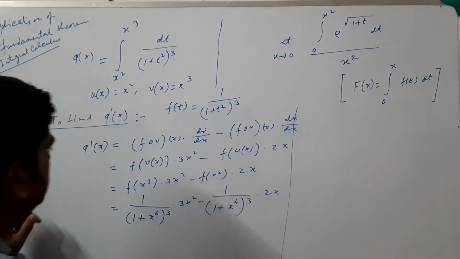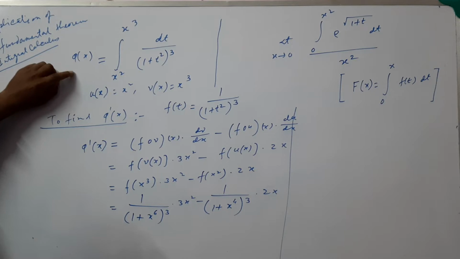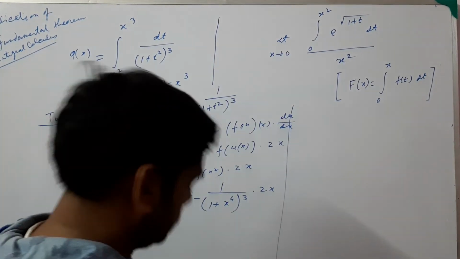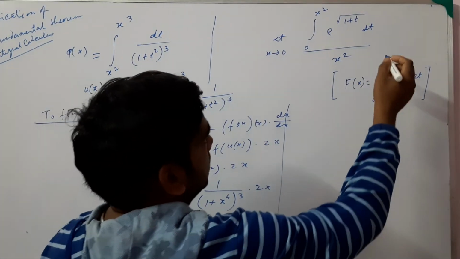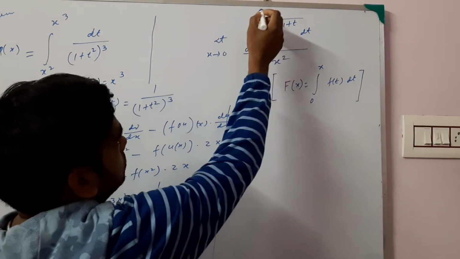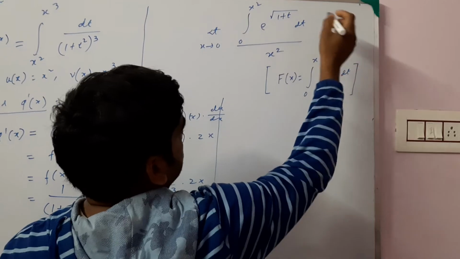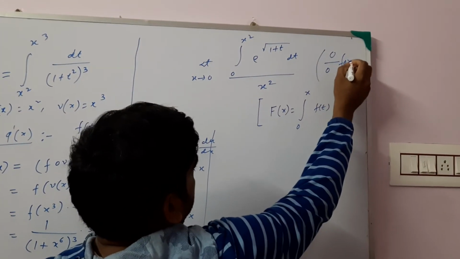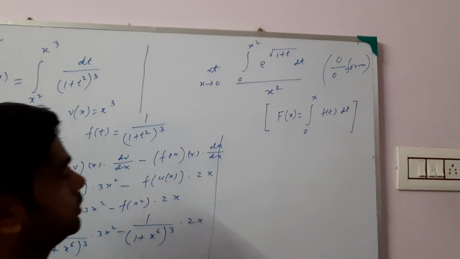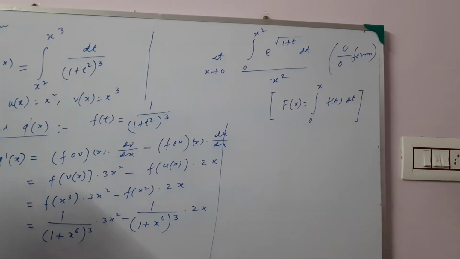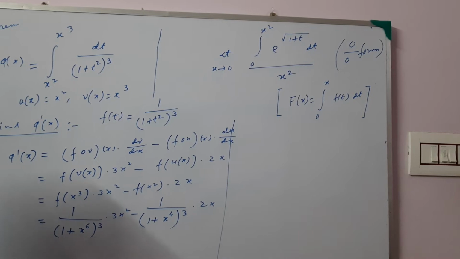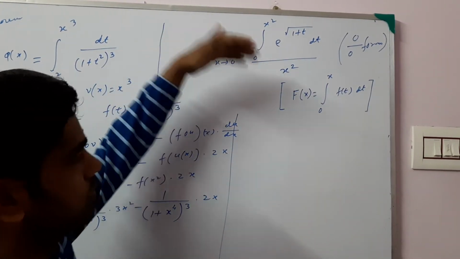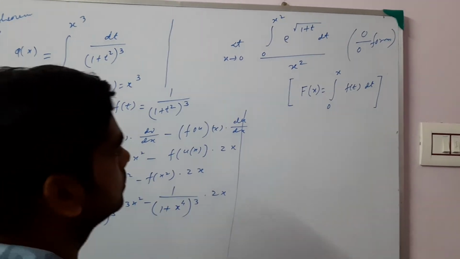Now if we apply this technique to find this limit, we see that if x tends to 0, we will find this fraction as 0 by 0 form. So here we apply L'Hospital's rule, provided both the limits, this limit and this limit as x tends to 0, exist.